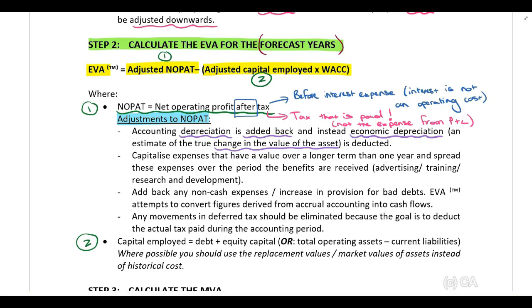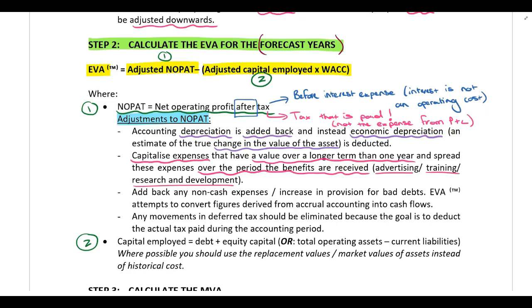Then, if there are any expenses that create an enduring benefit, so they have a value over a term that is longer than 1 year, we don't expense those costs in this year. Instead, we capitalize those expenses and we write them off over the period that we expect to receive the benefit. So an example is advertising, training, research and development costs. Don't expense the full cost in the year that it's incurred. If we believe that we will get the benefit from this expense over the next 3 years, then we capitalize the cost and we write it off or expense it over the 3-year period.